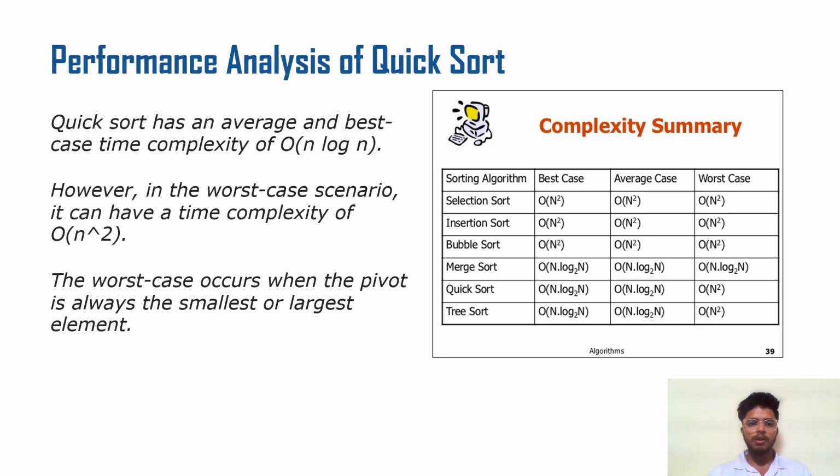Performance analysis of quicksort. Quicksort has an average and best case time complexity of O of n log n. However, in the worst case scenario, it can have a time complexity of O of n squared. The worst case occurs when the pivot is always the smallest or largest element. Here we have a figure which shows the complexity summary, with the sorting algorithm and the best case, average case and worst case of all the sorting methods we use, like selection sort, insertion sort, bubble sort, merge sort, quicksort and heap sort. Actually, quicksort has the best case compared to other sorting techniques.